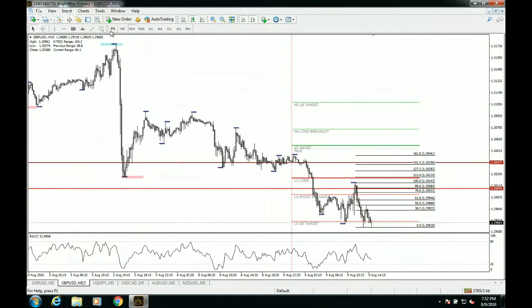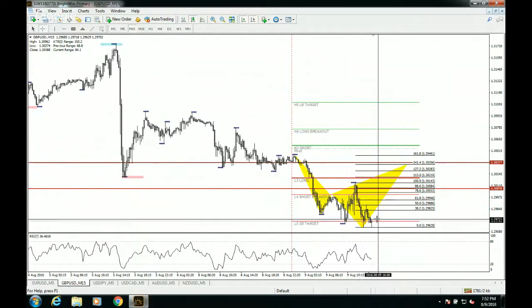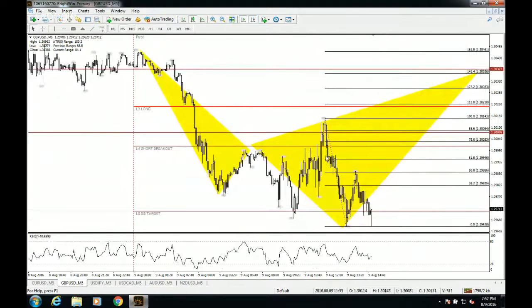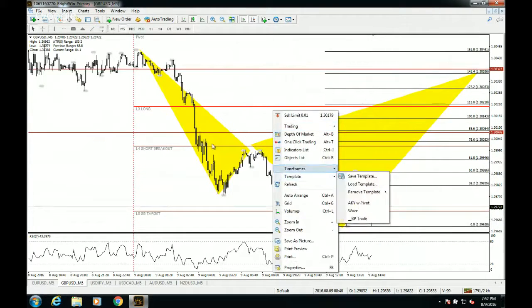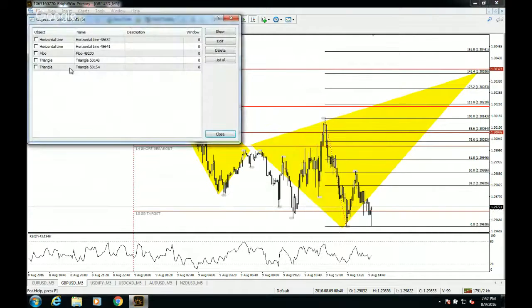We do have two potential setups here. The first one is actually a shark pattern, which is this, and it completes at this area, around 1.3037. It's quite a huge move upwards, about 65 pips, so it's highly unlikely that it's going to go up. But having said that, we do have another setup on a smaller time frame. Let me just clear off my triangles.